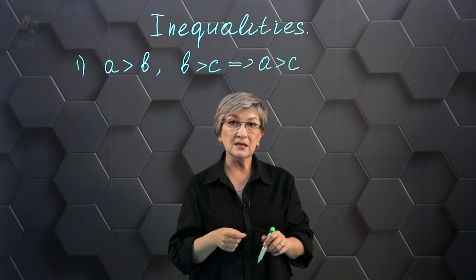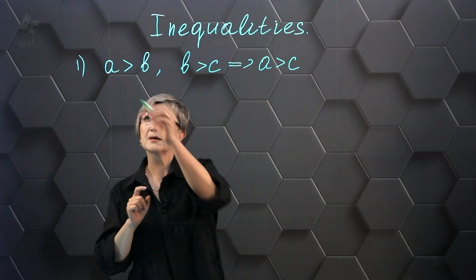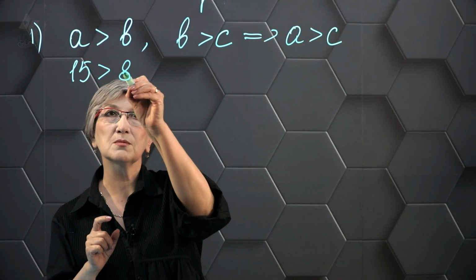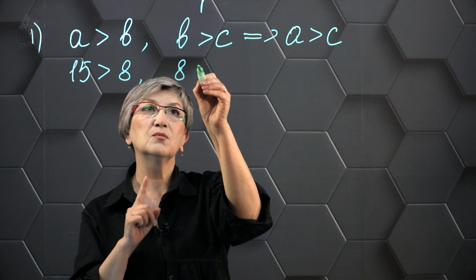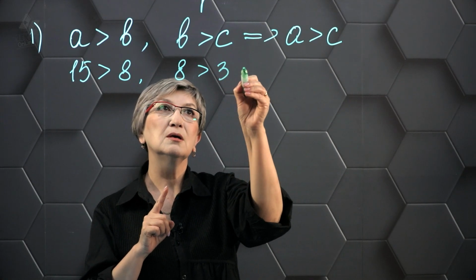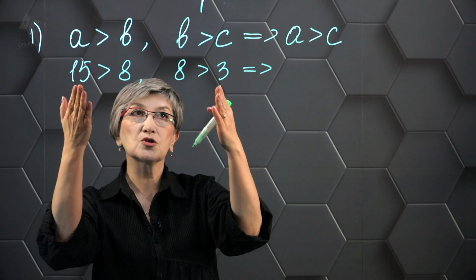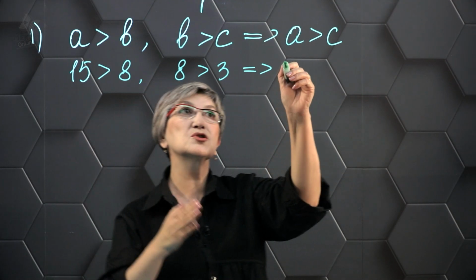How do we show this with an example? For example, the number 15 is greater than the number 8, and the number 8 is greater than the number 3. And I can say with certainty that the number 15 is greater than the number 3.